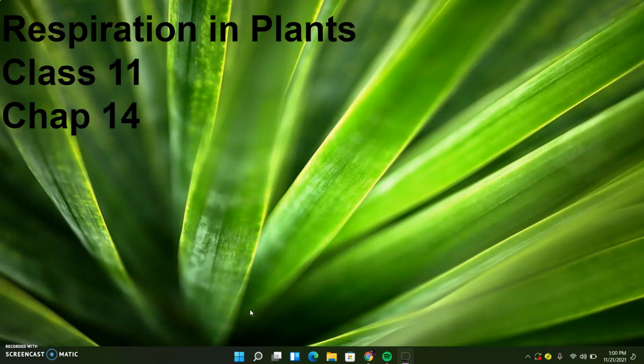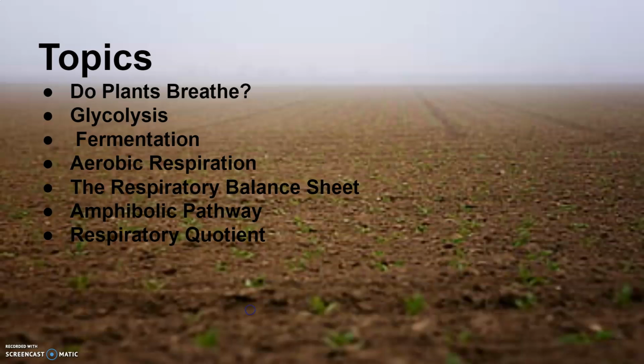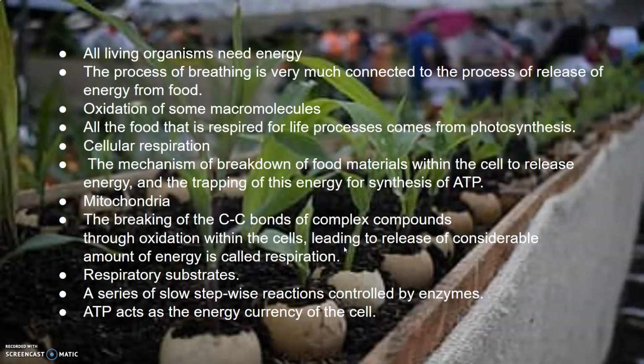Respiration is an energy releasing, enzyme controlled catabolic process which involves a stepwise oxidative breakdown of food substances inside the living cells. So the topics to be covered in this chapter are: do plants breathe, glycolysis, fermentation, aerobic respiration, respiratory balance sheet, amphibolic pathway, and respiratory quotient.